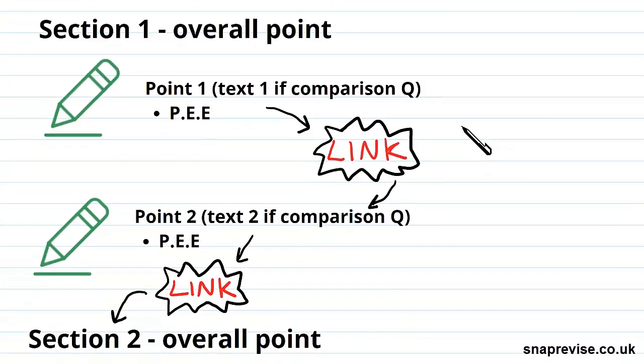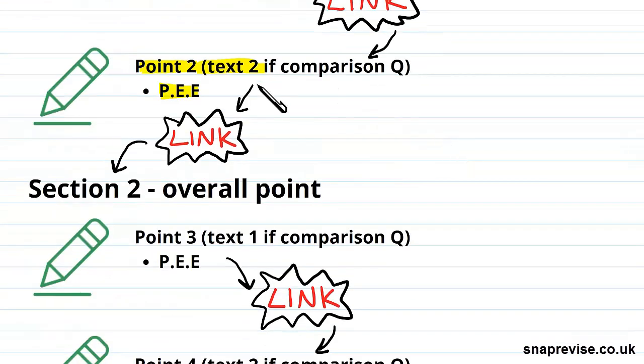So let's look at how we might divide up the body of our essay into two sections, or more than two sections. The sections follow the same pattern. So, for example, in my first section, I would want to make an overall point that encompasses the two points that I'm going to make. For my first point, I need to use our point, evidence, explain structure, and I should write it about the first text I'm studying if it's a comparison question. Then use a link to link my points together for my second point and my second text if it's a comparison question.